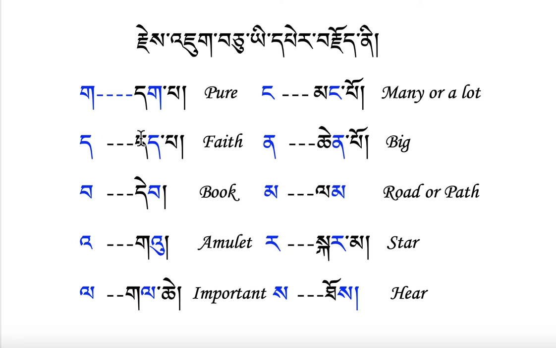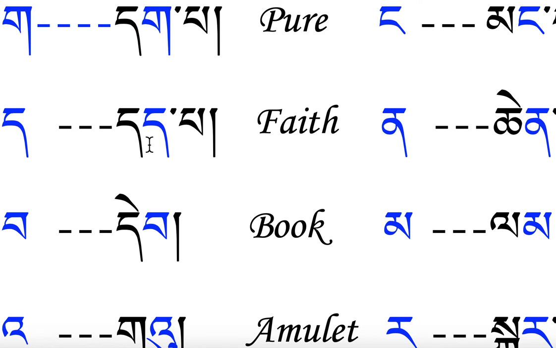Now, ta. Always remember, this is the main letter. We're focusing on whatever is in blue color, the Jenjuk. So how are we going to pronounce? Ta, ta, te. That's how you pronounce. Ta ta te, pa te, pa te. Always remember, the dot is the separation. Ta ta te pa te means faith.